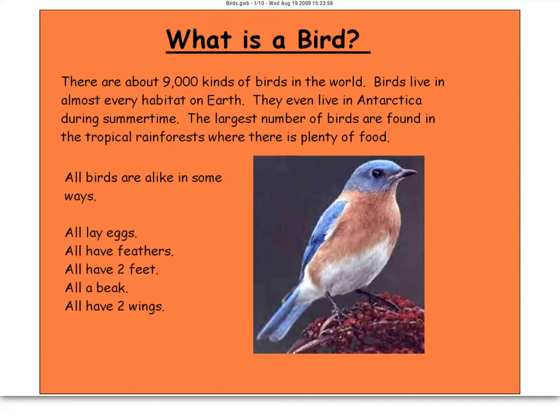Alright, this is the final lesson in your series on vertebrates, and today we're talking about birds. There's about 9,000 different kinds of birds in the world. They live all over the world. They live even in Antarctica during the summertime.